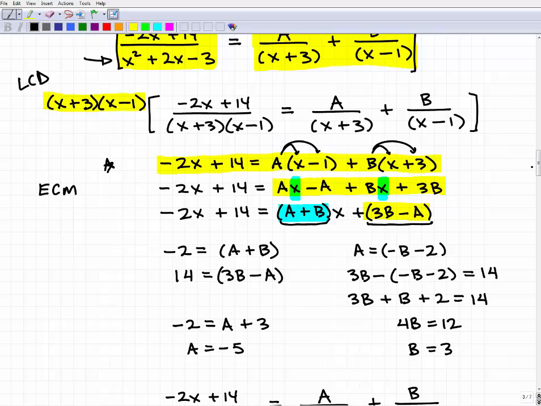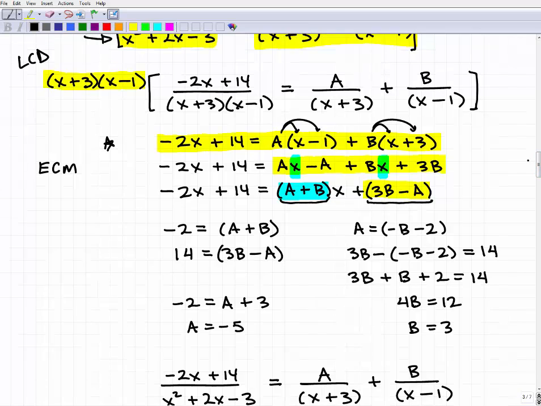All right, so if you get that, we can now equate coefficients. So let's look at the x term over here on the left-hand side. Notice its coefficient, the number in front of it, is negative 2. Okay, negative 2 is in front of the x. What's in front of the x over here? A plus B. So this is an equation, okay? So we can equate the two. So negative 2 is equal to A plus B.